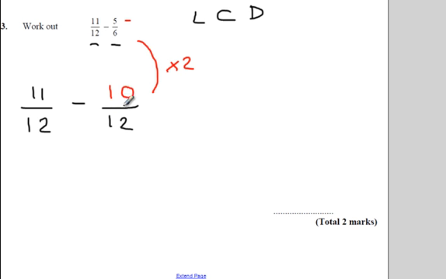Now I can take away, or indeed if this was an add I could add, because I've got 11 12ths, take away 10 12ths. I've got 11 things, take away 10 things. So the answer is I've got one thing, and the thing in this case is 12ths. So job done, and I've got 2 marks on question 3 of the paper.